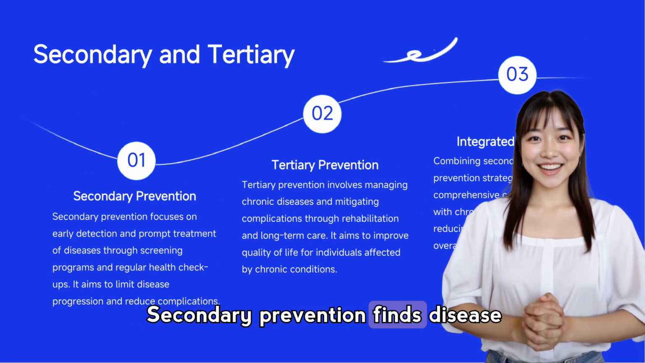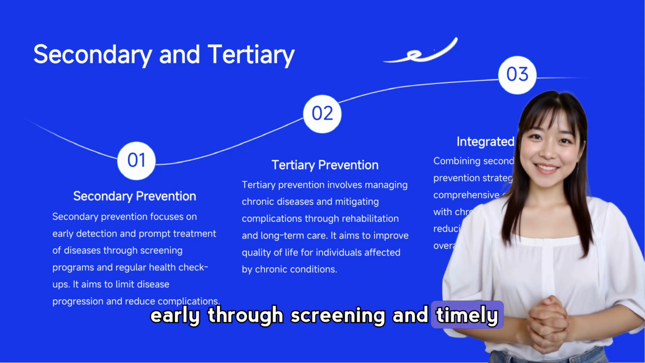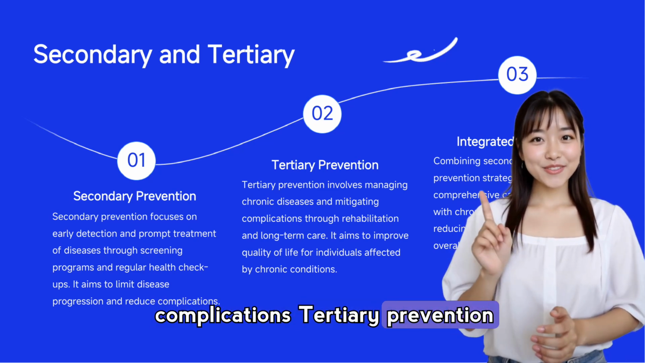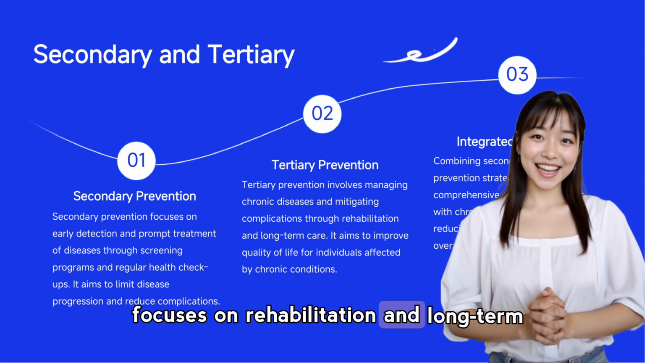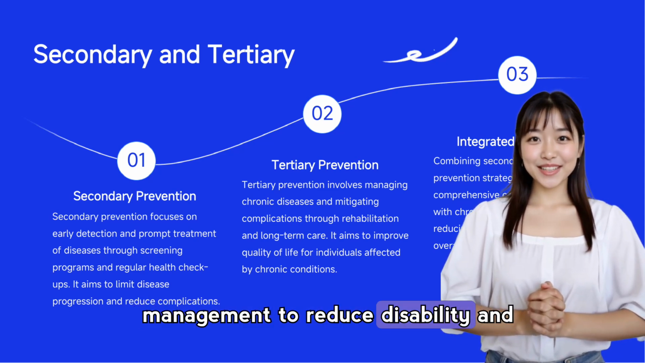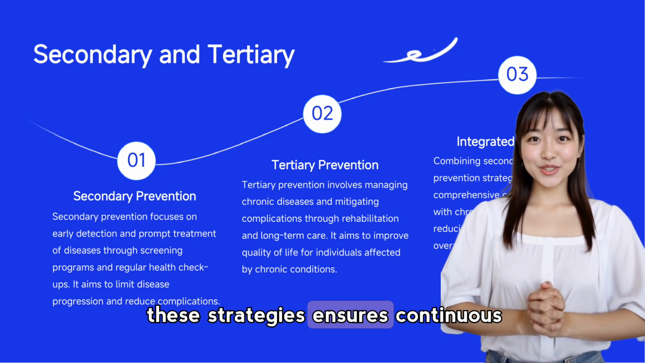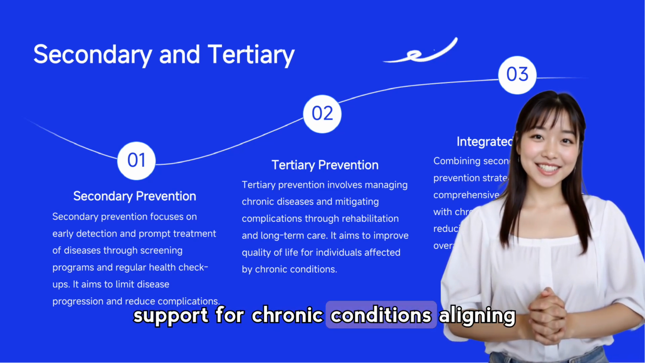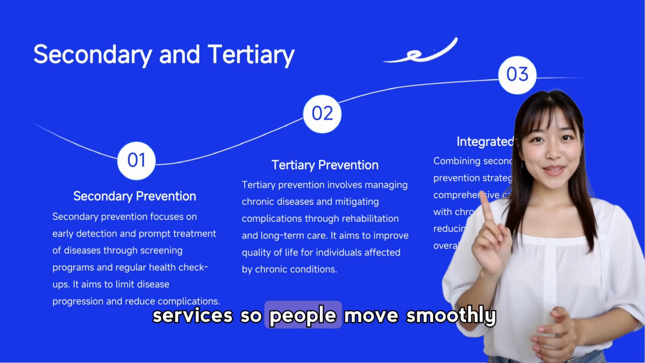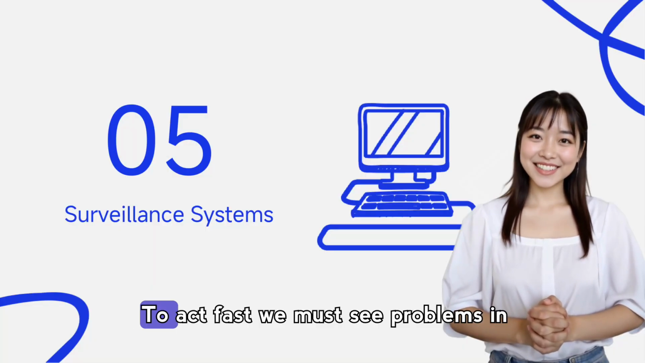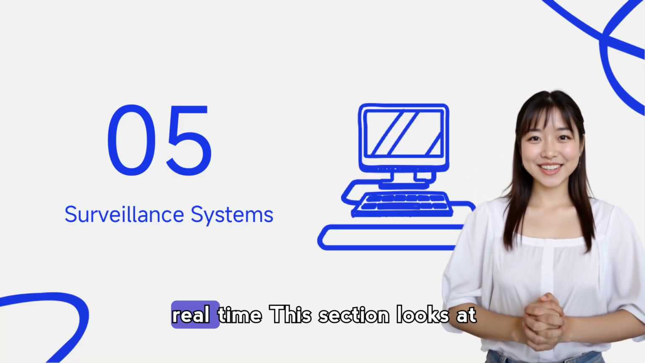Secondary prevention finds disease early through screening and timely care, limiting progression and complications. Tertiary prevention focuses on rehabilitation and long-term management to reduce disability and improve quality of life. Integrating these strategies ensures continuous support for chronic conditions, aligning services so people move smoothly from detection to treatment to sustained recovery. To act fast, we must see problems in real time.